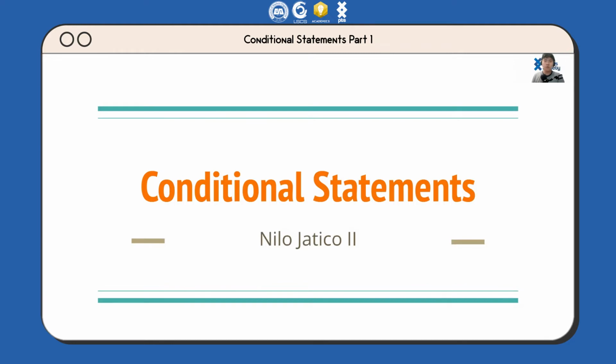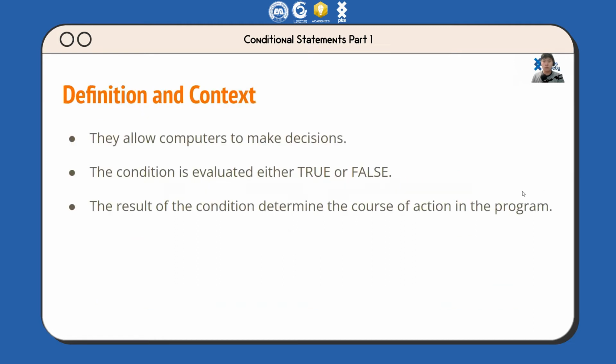But before I get to talk to you guys regarding the code or the technicalities on conditional statements, we must first understand the meaning behind conditional statements. So, what are conditional statements? They allow computers to make decisions. Based on the conditions that were given to them, it will determine which statements will run through the program. The condition is evaluated either true or false.